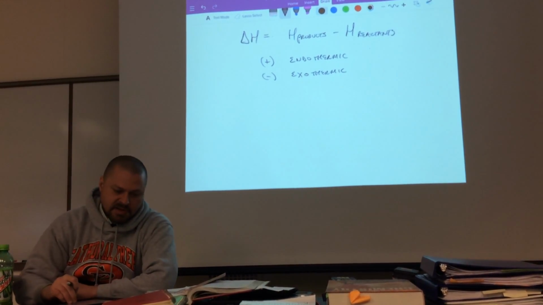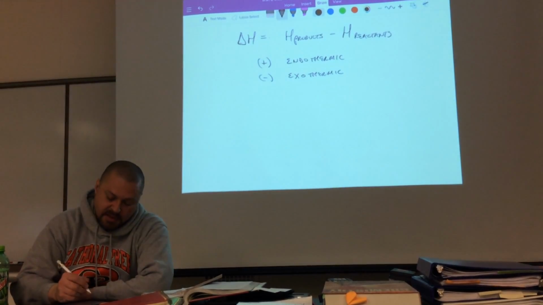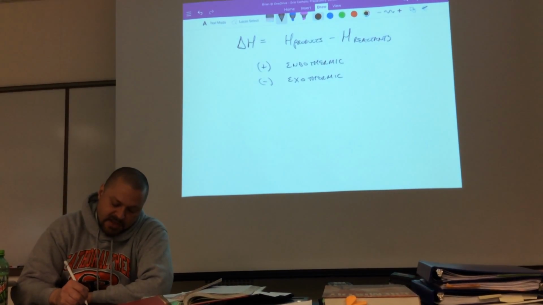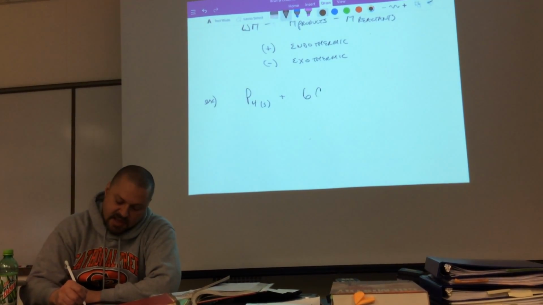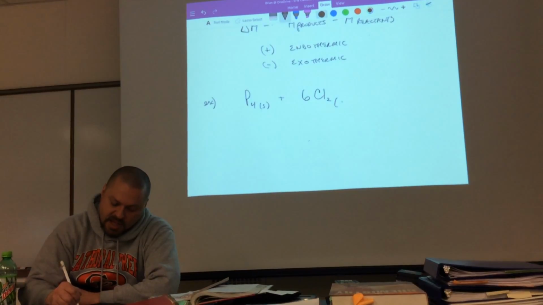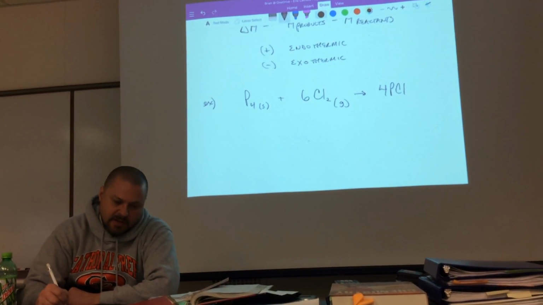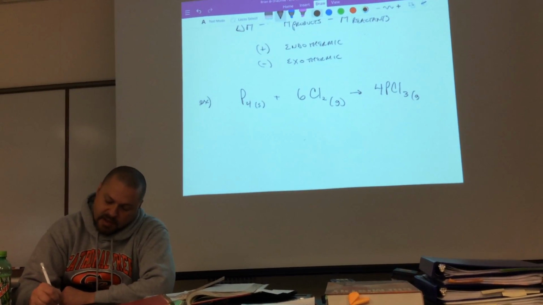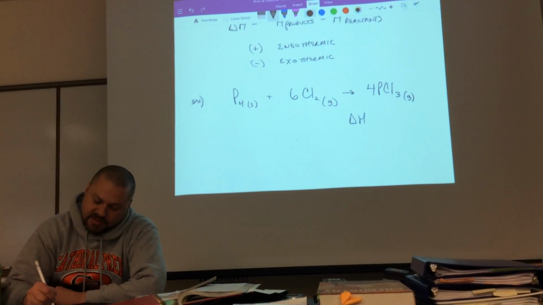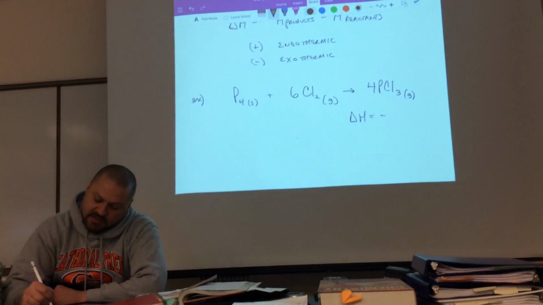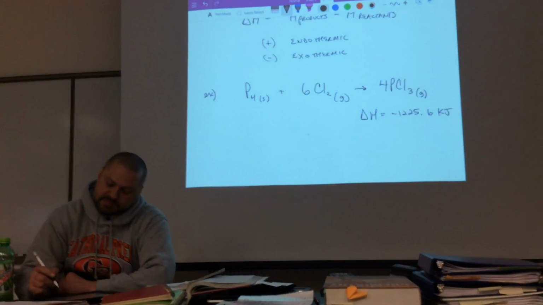Okay. All right, so now the first kind of examples or problems you're going to be doing are kind of like this. Let's say I give you an equation, like phosphorus, which is a solid, P4 solid, reacts with 6Cl2 gas to form 4 PCl3 gas. And I give you a delta H value for this equation, and it's negative 1225.6 kilojoules.